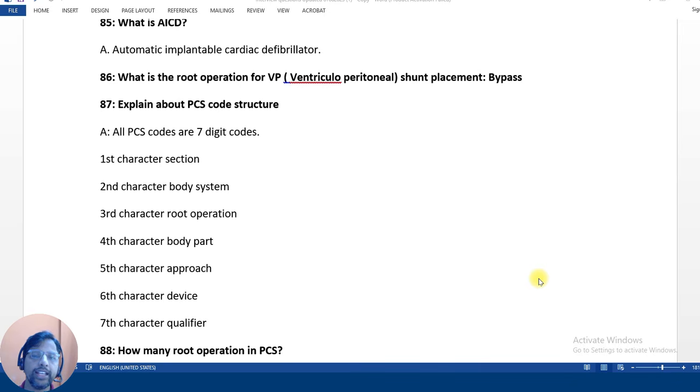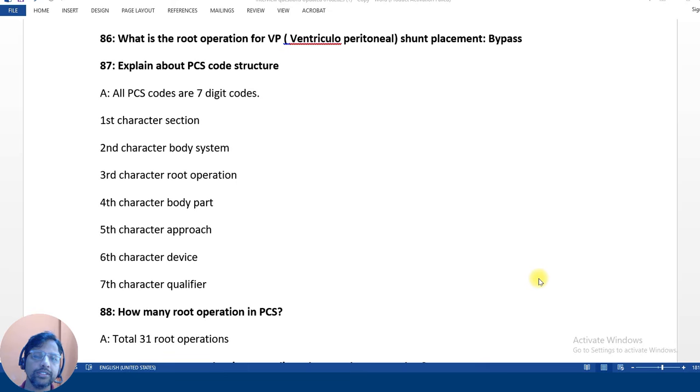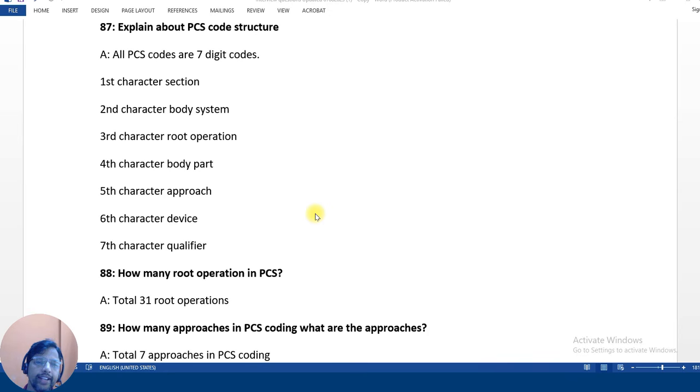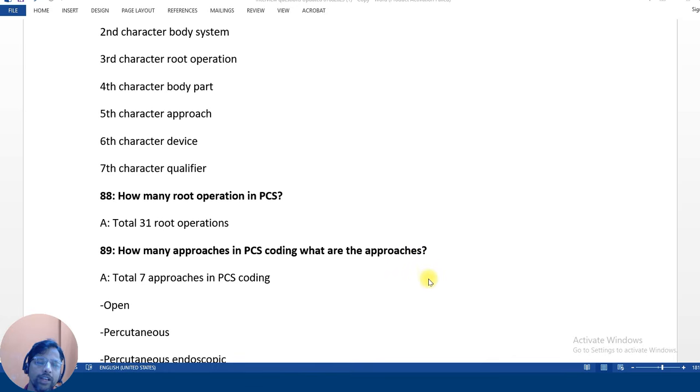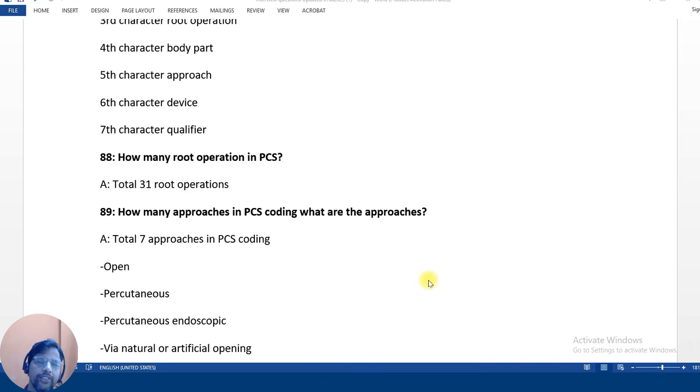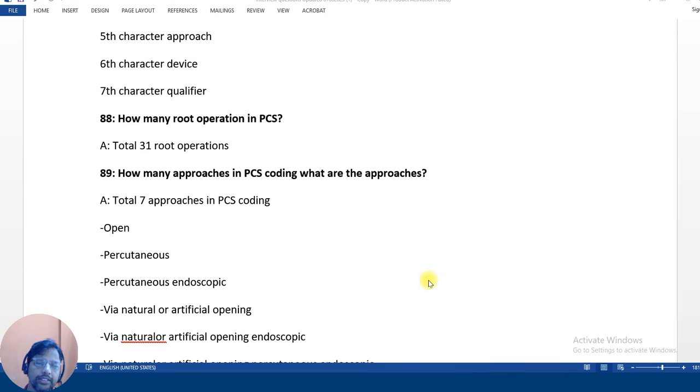Okay. Explain the PCS code structure. Each and every PCS code has 7 digits. The first is for section, second is for body system, third is for root operation, fourth is for body part, fifth is for approach, sixth is for device, seventh is for qualifier. So how many root operations are in PCS? In PCS we have a total of 31 root operations.